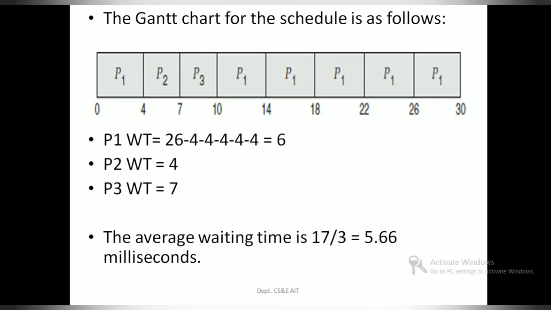I repeat, in the Gantt chart, process P1 has waited for 26 milliseconds, but I need to consider the previous occurrences of process P1. So deducting the previous occurrences of process P1, the waiting time of process P1 comes to 6 milliseconds, and process P2 and P3 are direct. Process P2 has waited for 4 milliseconds. Process P3 has waited for 7 milliseconds. So summating all that, I get the average waiting time as 5.66 milliseconds.